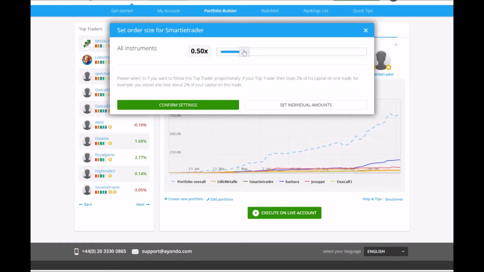I'm going to bump that risk down to half. So if they risk losing 1% of their account, I want to risk losing 0.5%. What that means is, it doesn't mean my stop will be closer. It just means the size of the trade, X pounds per point, will be dialed right down.